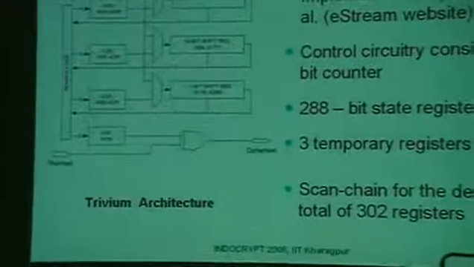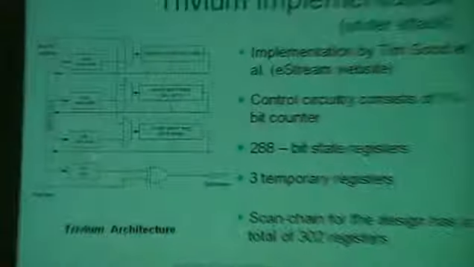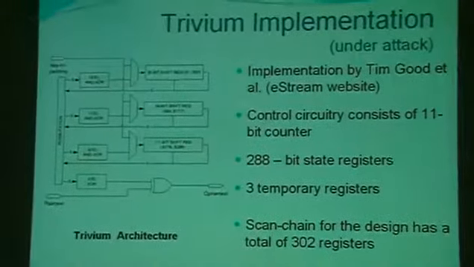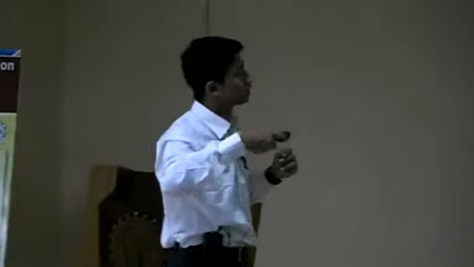So these are the specifications. Now, as it's a hardware-based attack, it should be very clear which implementation we are attacking. The implementation that we have taken up for the attack is available on the eSTREAM website. It's by Tim Good and his colleagues, and this is the particular architecture. As you can see, it contains basically shift registers. There are 288-bit shift registers. They have been broken, but anyway, they form the parts. They have T3, T1, T2. These are the temporary bit registers.